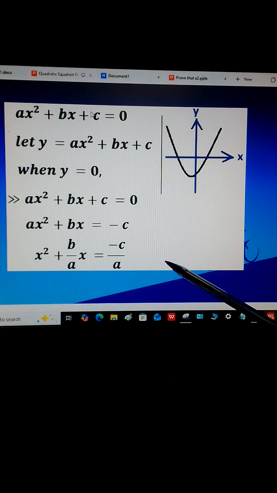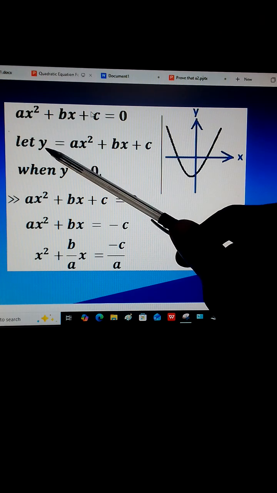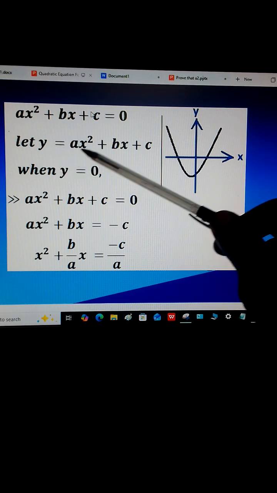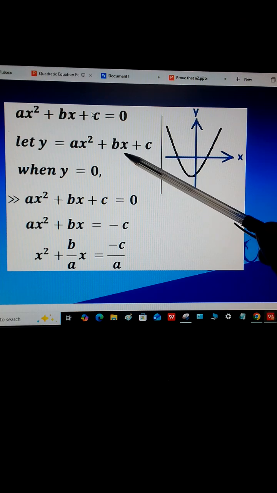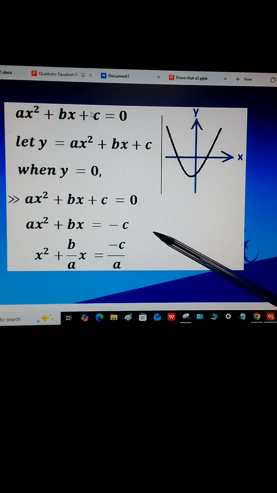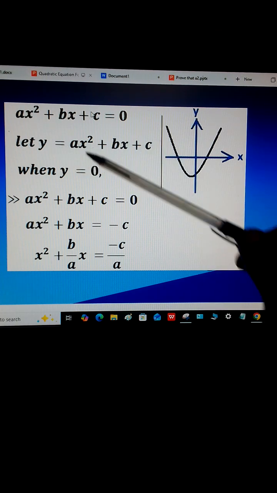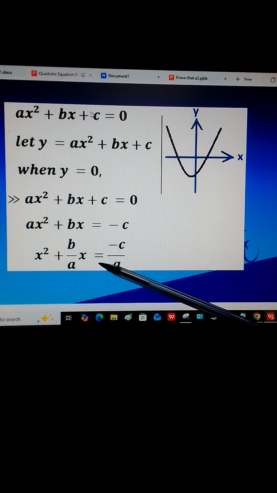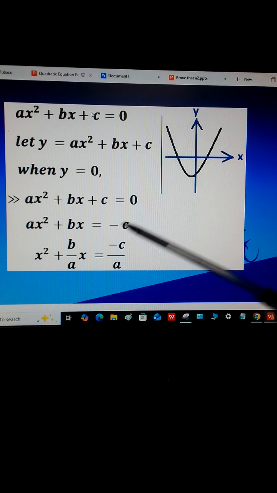So let y be equal to ax squared plus bx plus c. So y is a function of x. And if we plot that function on the Cartesian coordinate plane, we shall have that curve for ax squared plus bx plus c is equal to y.